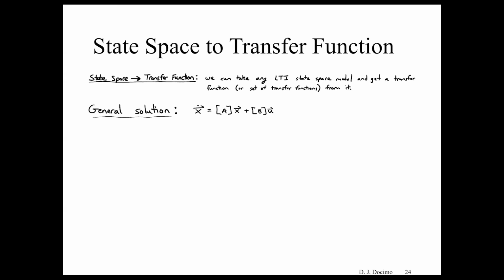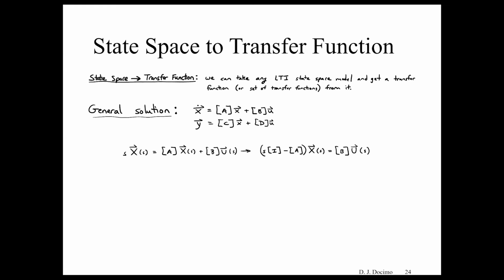So for our general solution, we have our typical linear state space model. This one is naturally linear. We're going to apply a Laplace transform to it. So our derivative is going to be replaced by s times X of s. And for this case, I left out the initial conditions here. A little x vector is going to be replaced by big X vector. Little u is replaced by big U.